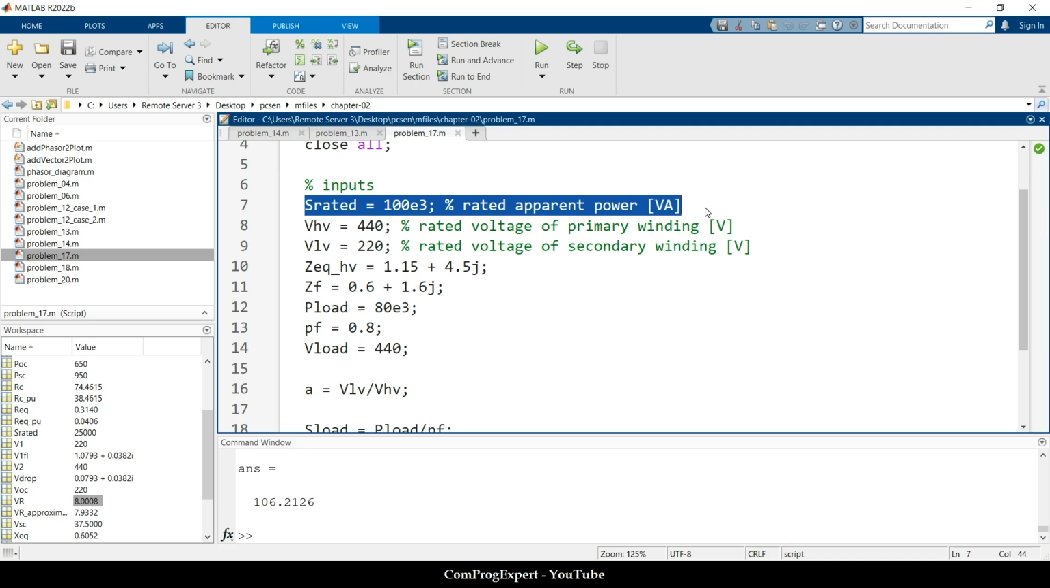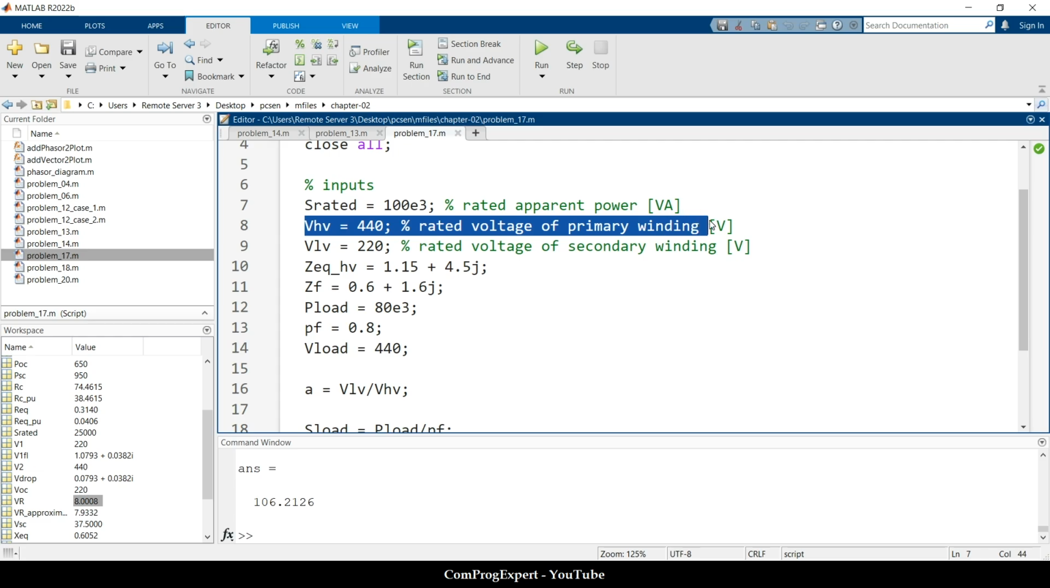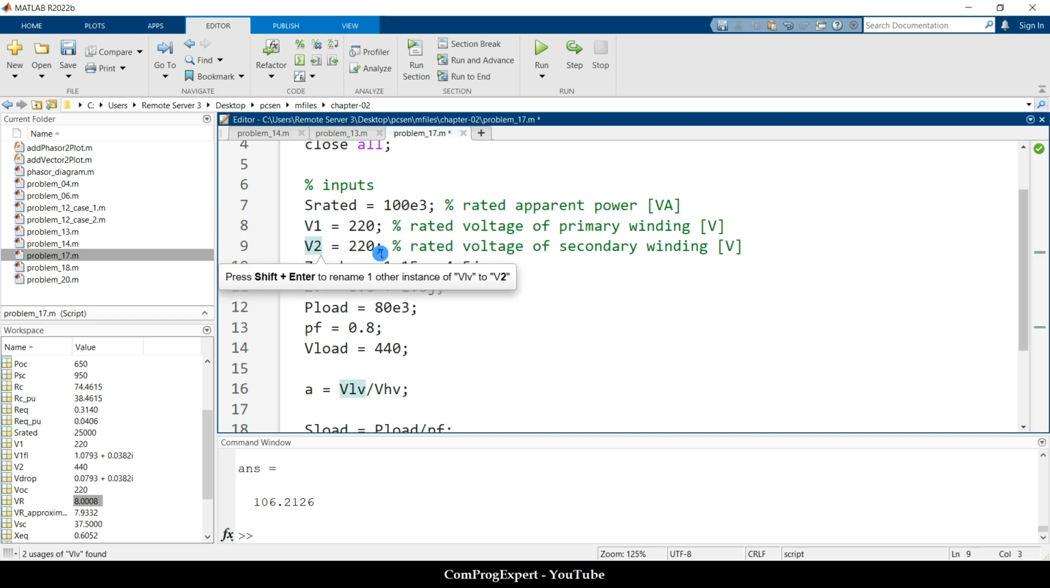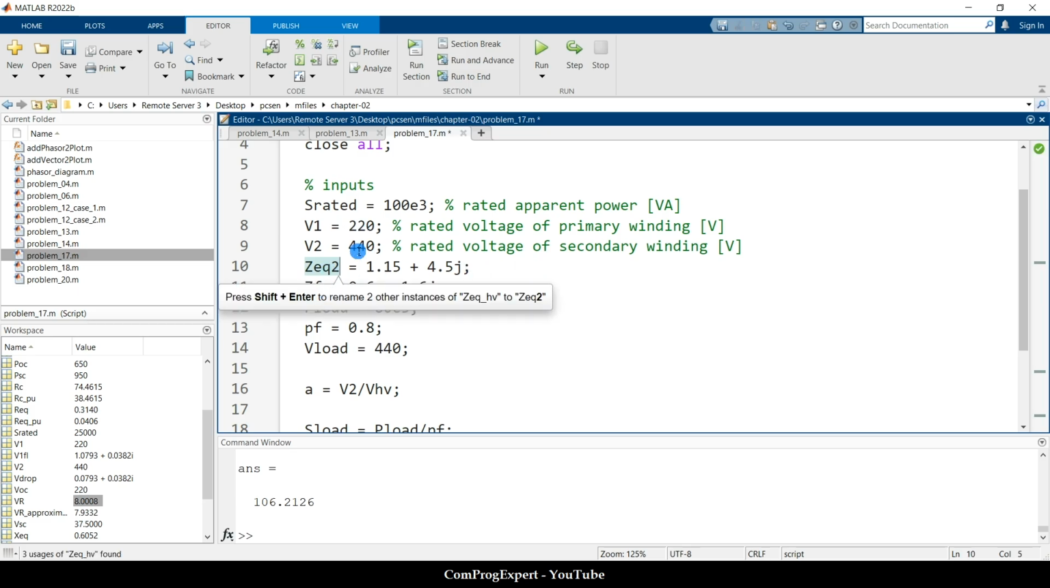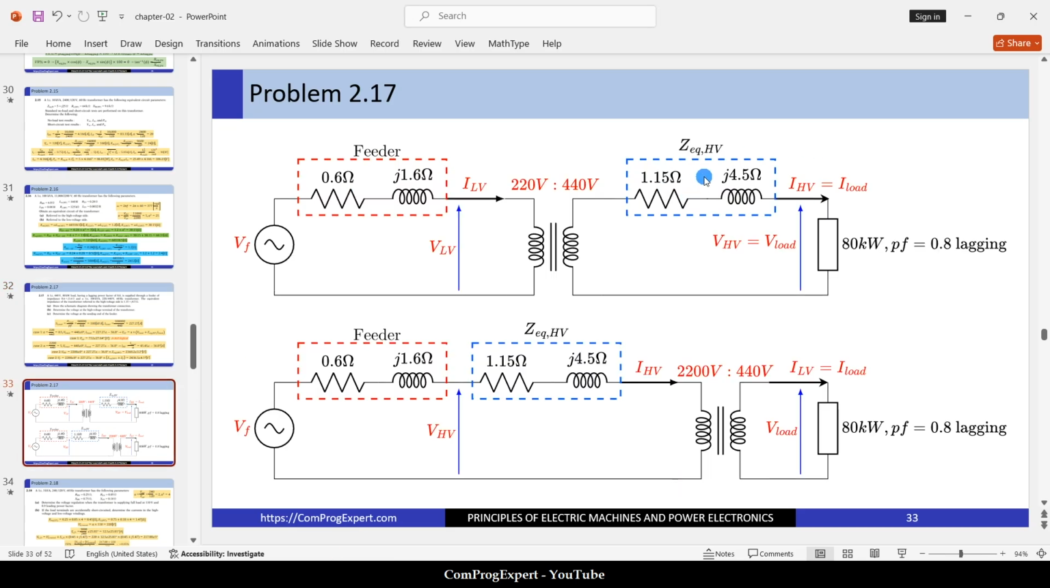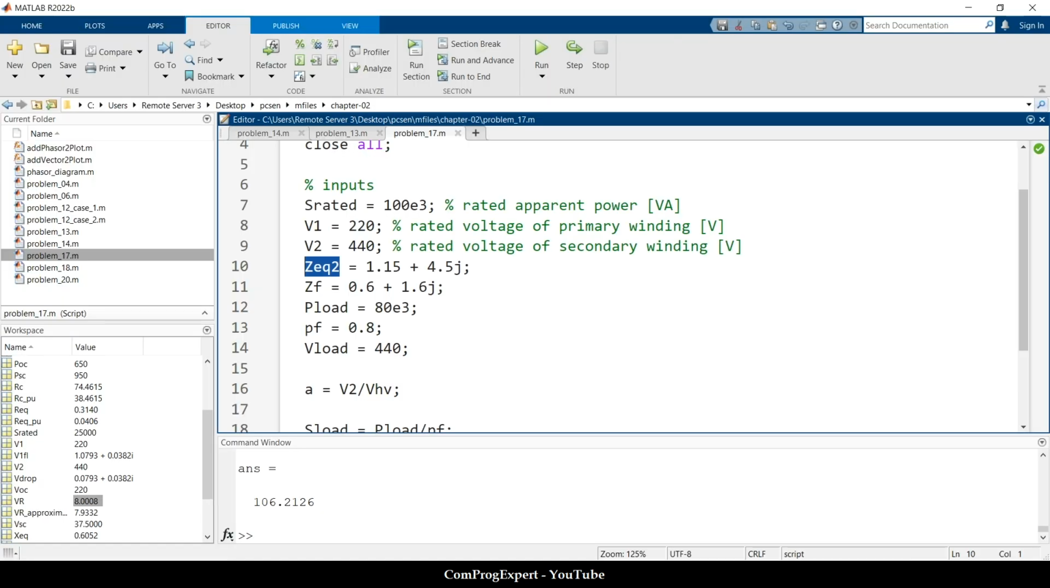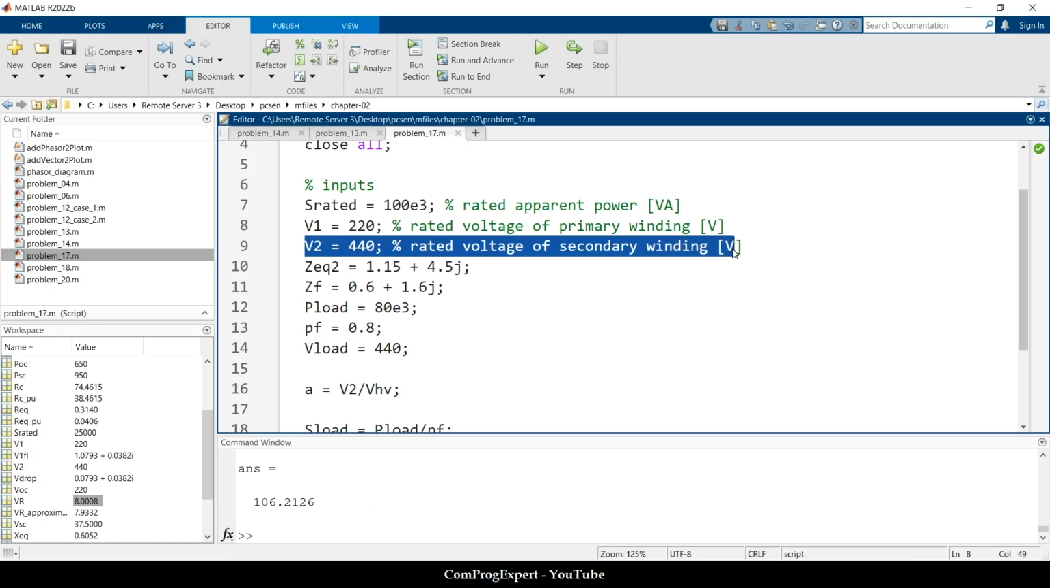The rated apparent power, the voltage, the rated voltage of the primary is 220. Let's write this V1. This is V2. That is equal to 440. This is the Z equivalent 2. In this case, we have the Z equivalent for the high voltage side. In this case, the high voltage side is the secondary side.